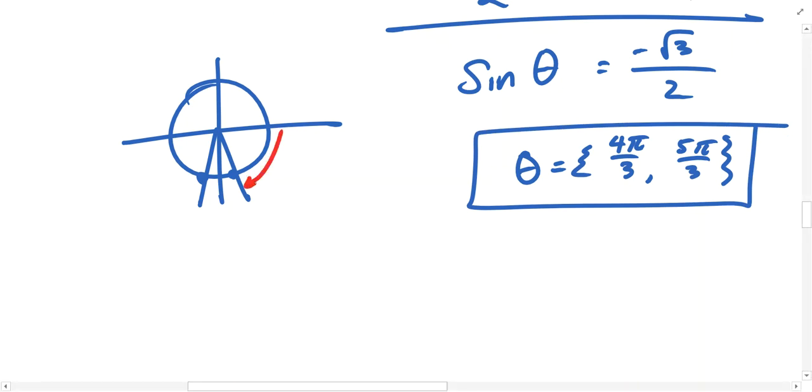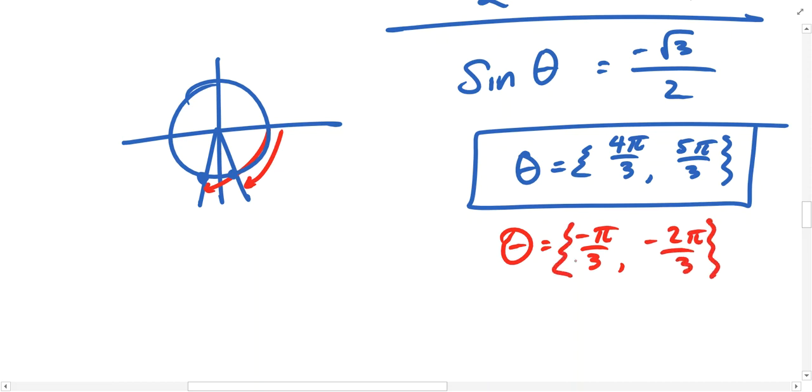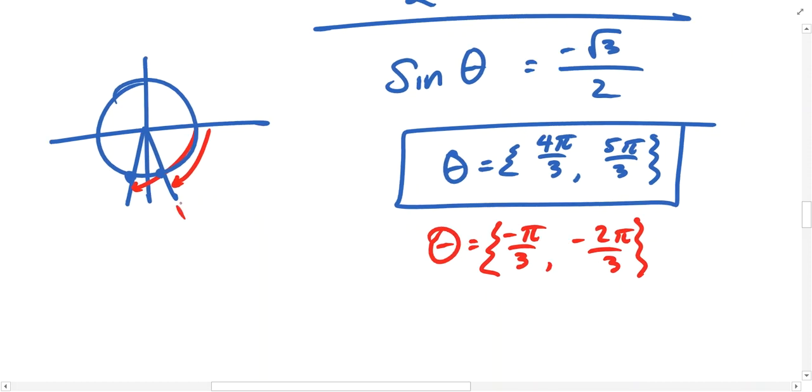Now some of you might be wondering, well, what if I measured off of the positive x-axis but in a clockwise rotation? Couldn't I say that theta is equal to negative pi over 3 and negative 2 pi over 3? And to that, I would say, technically, you're not wrong. I mean, you're absolutely right. This is negative pi over 3 radians, and this one is negative 2 pi over 3 radians.